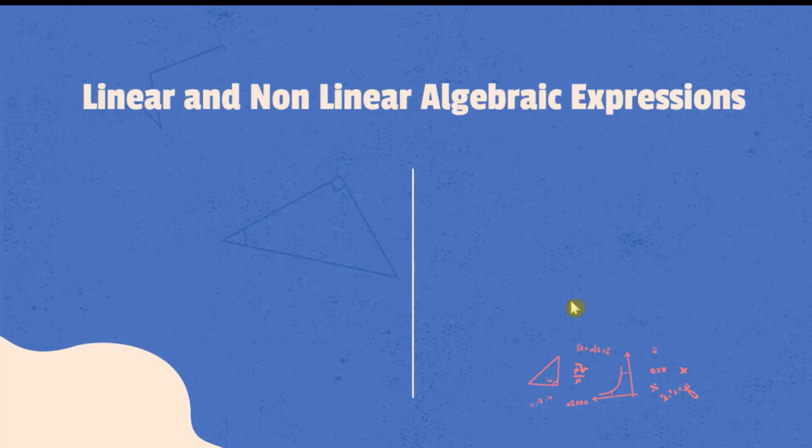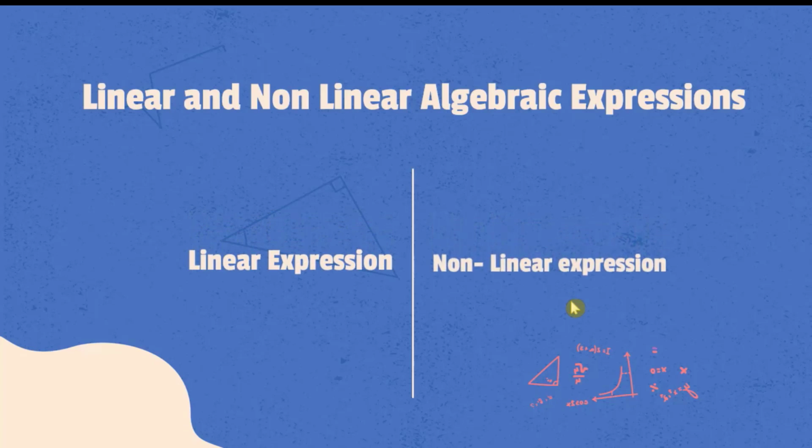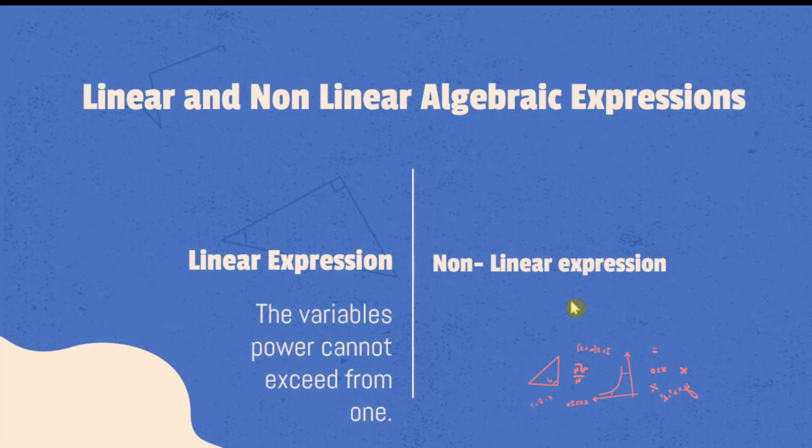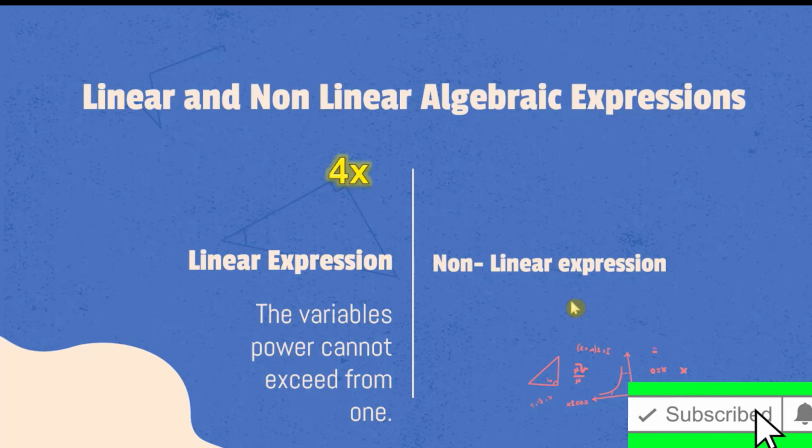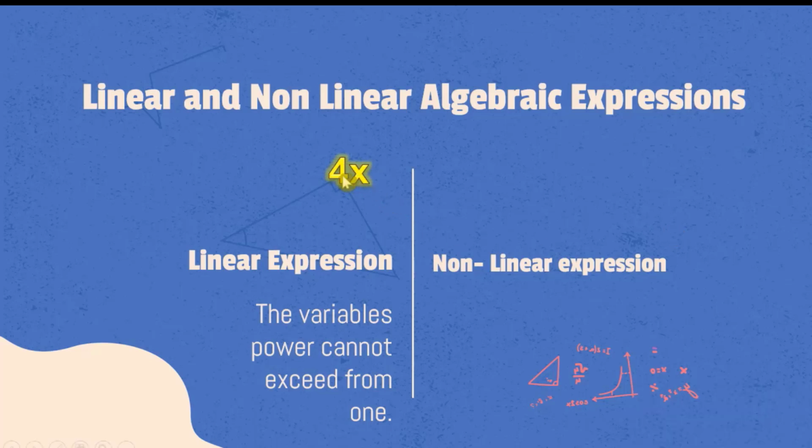Okay students, now there are two types of algebraic expressions, linear and non-linear algebraic expressions. In linear expressions, the variable's power cannot exceed 1. For example, x. Here you can see that the variable x has a power 1. When there is no power seen or visible, it means there is a power of 1. Another example, y minus 1. Here you can see again y, the variable has a power 1. So these variables are linear and the expressions are linear expressions.